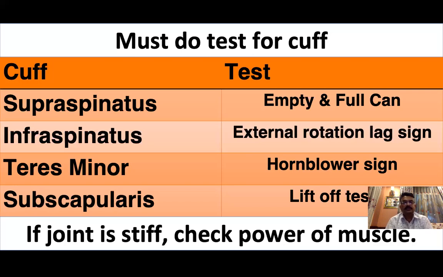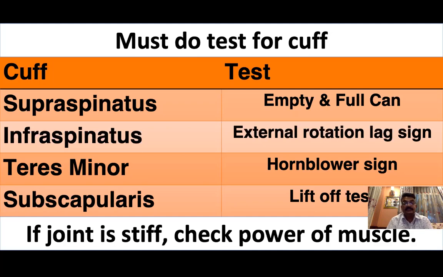So as a clinician, I'm not going to teach you all the clinical tests, but we must do 4 tests to examine the 4 rotator cuff muscles. For supraspinatus, I'll suggest the empty can and full can tests. For infraspinatus, it is the external rotation lag sign. For teres minor, the Hornblower sign, and for the subscapularis, the lift-off tests. So these are the basic tests which we must do in each and every patient who comes to us with pain in the shoulder joint, irrespective of what the condition may be.